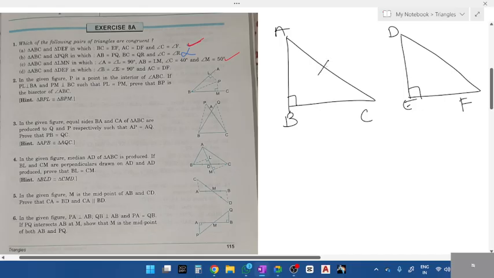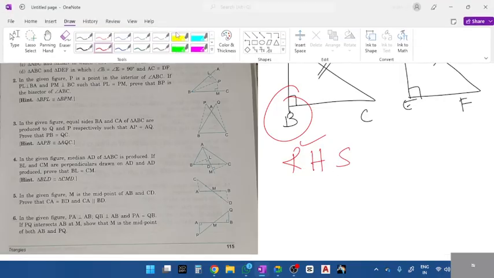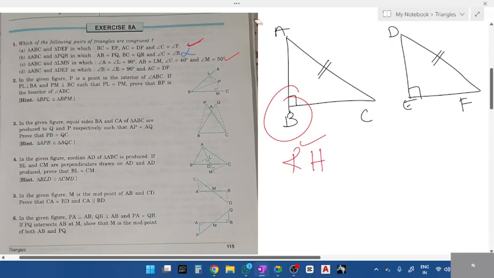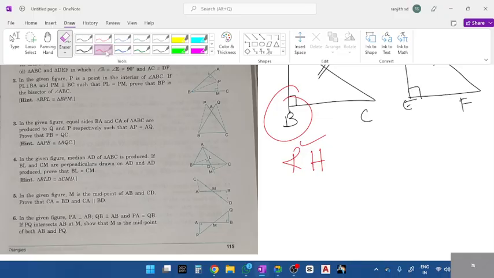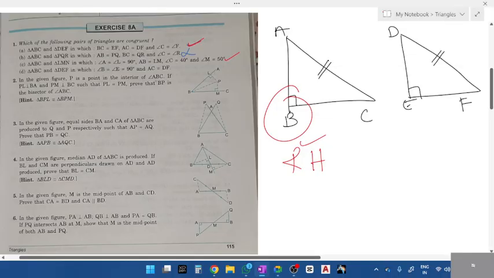What are AC and DF, students? In terms of a right angle, hypotenuse. So what is given here? Right angle is given, right? We have one angle, and what's the other value given? We have one side, the hypotenuse. Have they mentioned any other side which is equal?